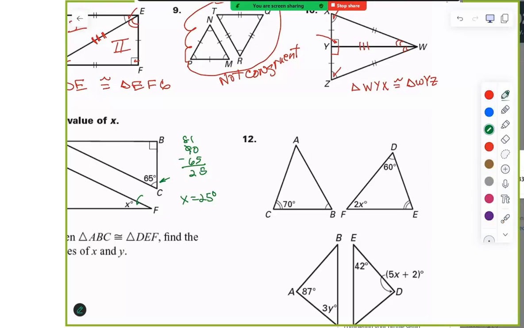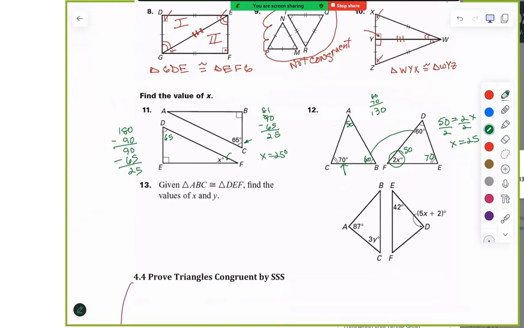So if this is 70 right here, then that means that this is 70. And if that's 60, that means that this is 60. So let's go ahead and find the other angle. If I know I have a 60 and a 70, that's 130. So that means this top angle has to be 50, which means that this angle has to be 50. Get an equation. 50 equals 2x. Divide by 2, divide by 2, x equals 25. Okay, so make sure you understand that. Getting equations is critical to being able to solve these things.